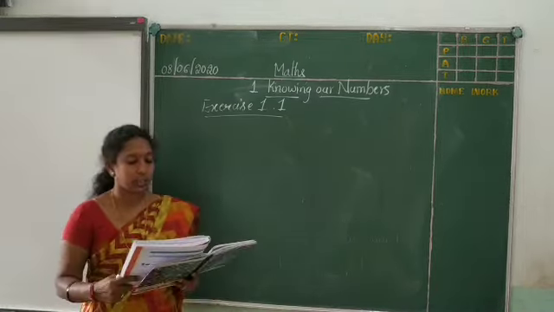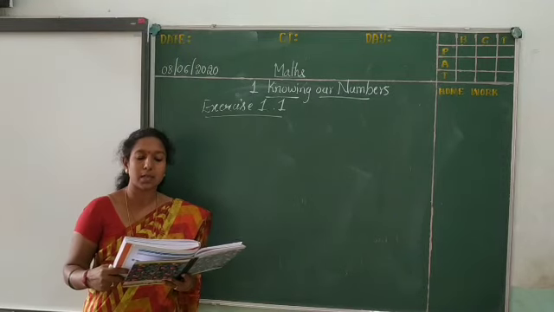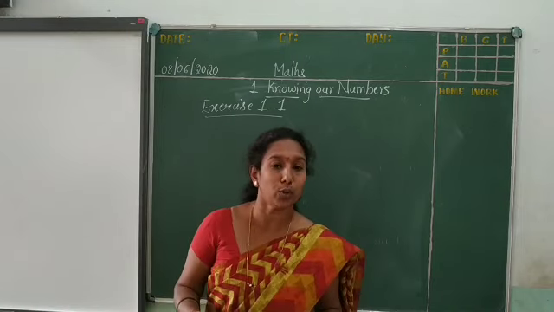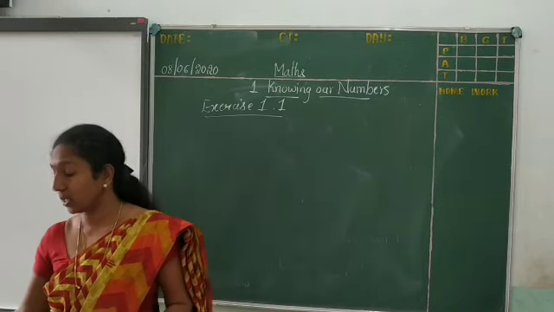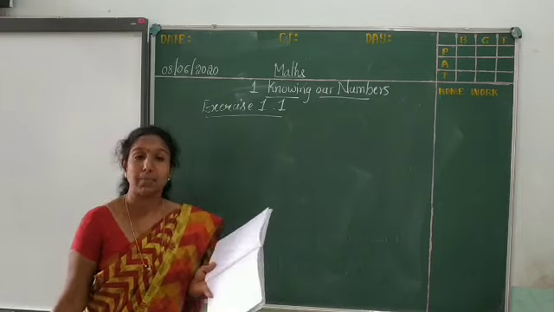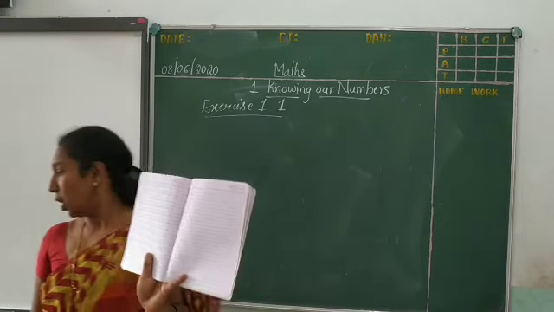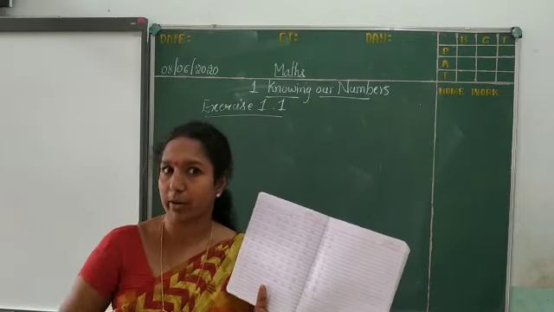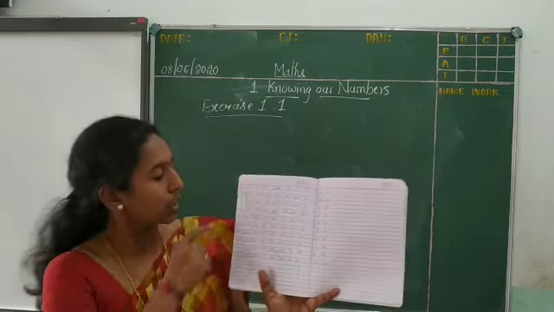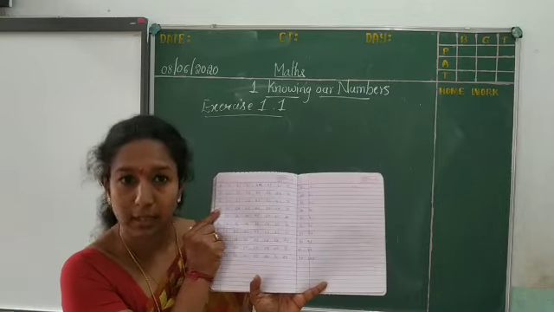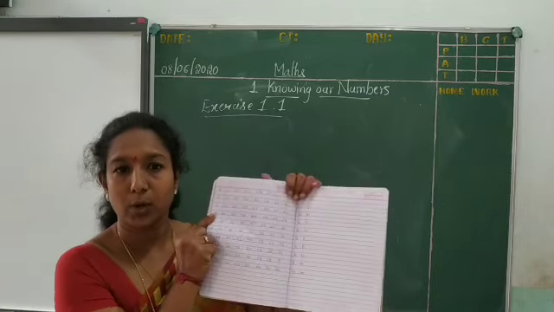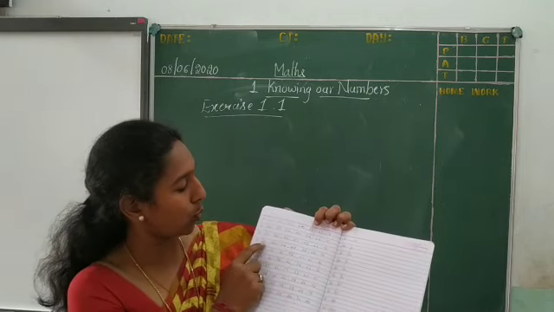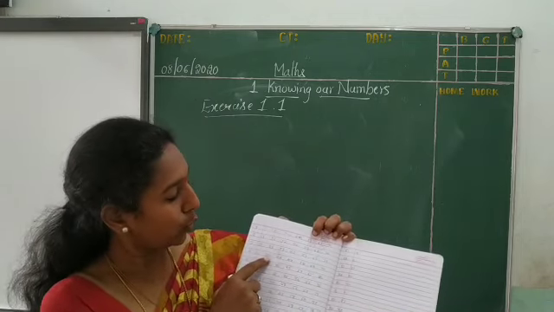Now let us come to the third question. How many times does the digit 4 occur in the numbers between 10 to 100? Here they are asking how many times the digit 4 is coming, from 10 to 100, not from 1 to 100. So the 4 here we have to leave, we cannot count this number because it is before 10.